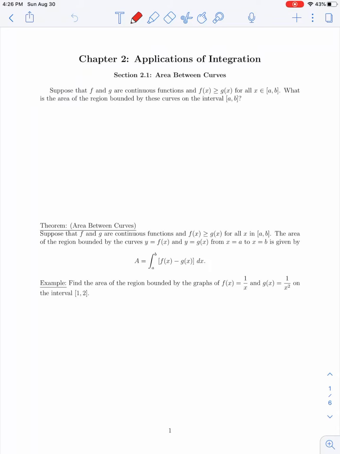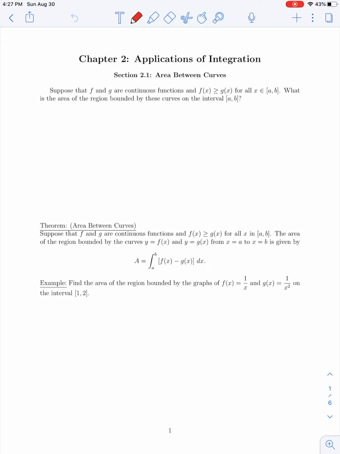Okay, in this lecture we're going to start our Chapter 2 material on applications of integration. And in this first section, 2.1, we're going to talk about finding the area of a region between curves. So recall from the last part of your Calculus 1 course that a definite integral of a function on some interval from a to b represents the area of the region under the graph of that function and above the x-axis on the x interval from a to b.